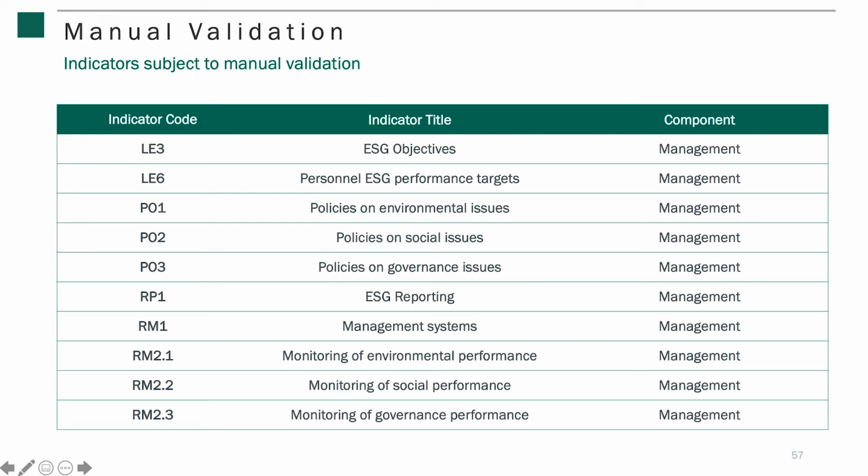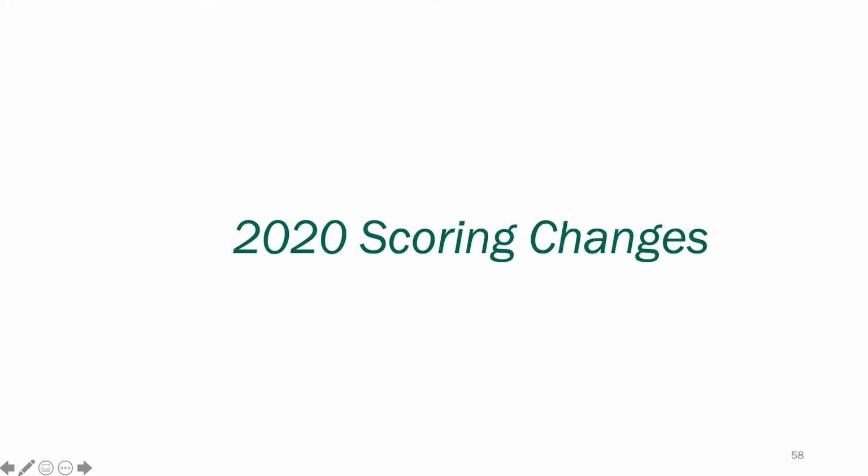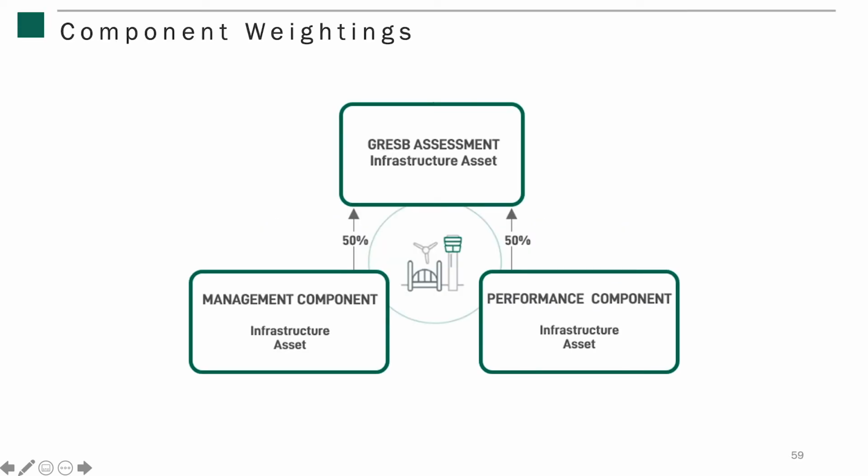The following indicators are subject to manual validation in 2020. This brings us to the scoring changes in 2020. Each component makes up 50% of the overall asset assessment. That means that if an asset completes both components, the scores for each component are added to give their GRESB score infrastructure asset.